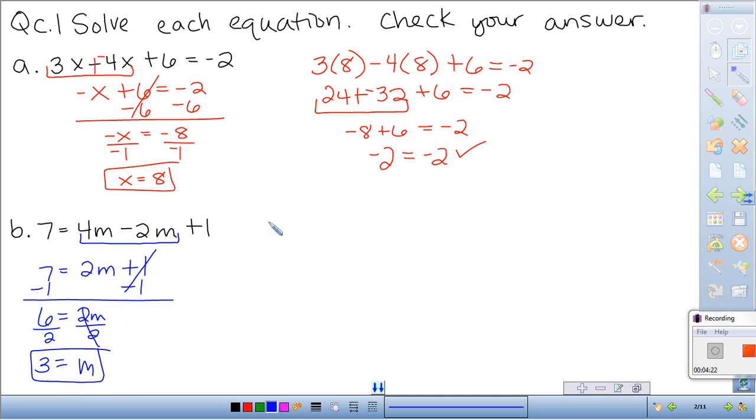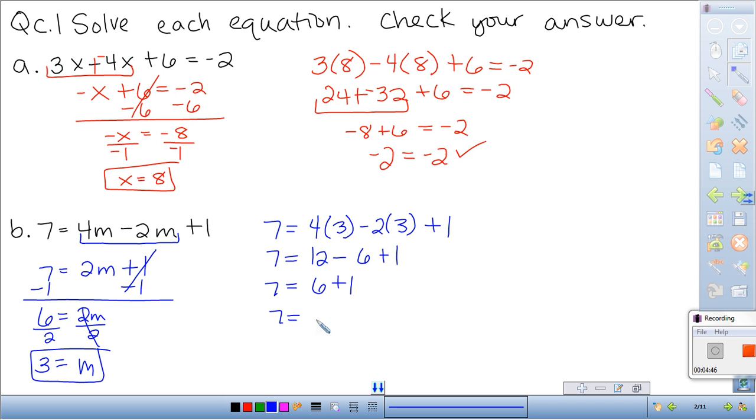And now we need to substitute it. So I have 7 equals 4 times m is 3 minus n, m is 3 plus 1. We follow PEMDAS. Bring down your 7. 4 times 3 is 12 minus 2 times 3 is 6 plus 1. So 7 equals, work left to right. 12 minus 6 is 6 plus 1. And 7 does equal 6 plus 1 is 7. So we did it correctly.